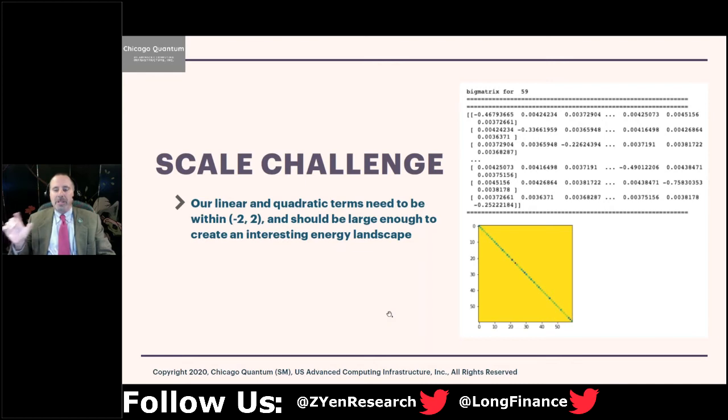So what happens is the larger and larger the portfolio, the tougher it is to get that rich energy landscape that the quantum computer can grab onto. At this point, we're still finding solutions up to about 45 stocks, where the quantum computer can settle in on a settled energy landscape point, a minimum point. Next slide.